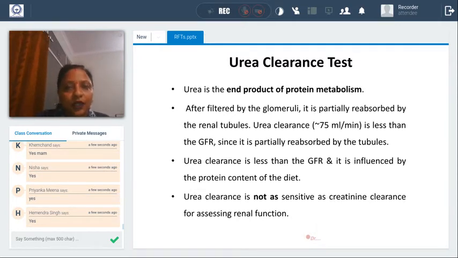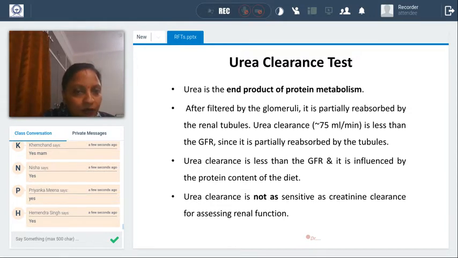Next is urea clearance test. Urea is an end product of protein metabolism. You all know. What is the end product of protein metabolism? Please add in the box.